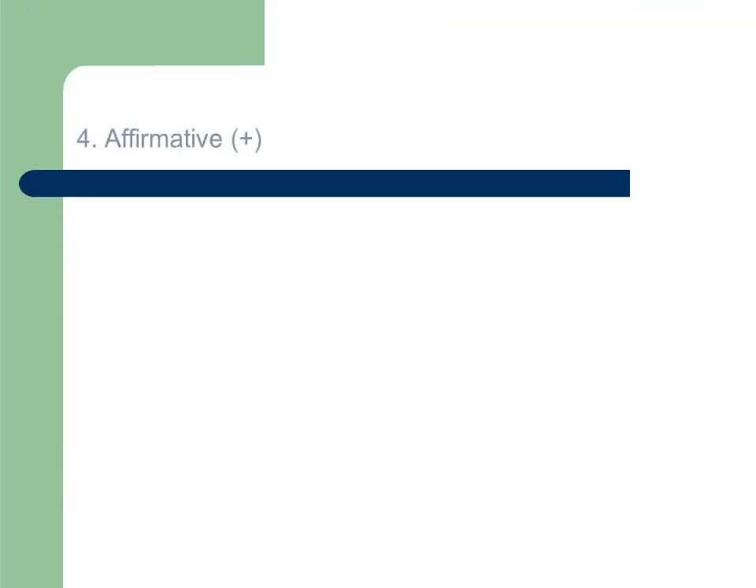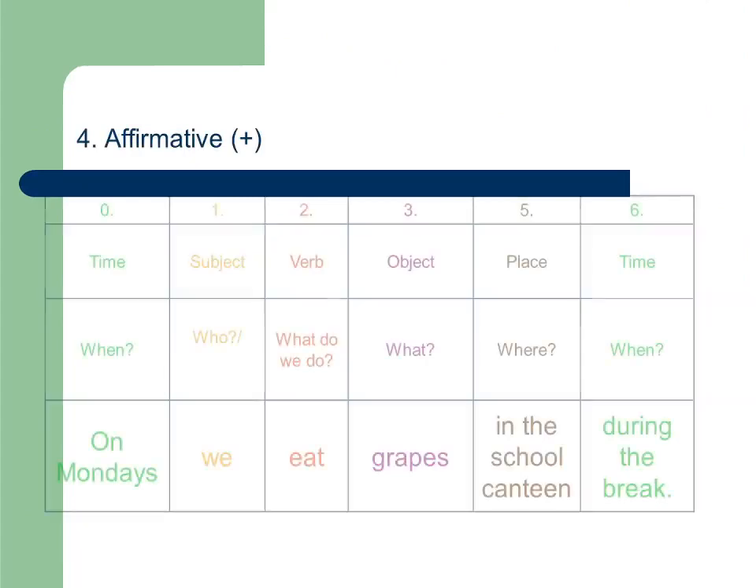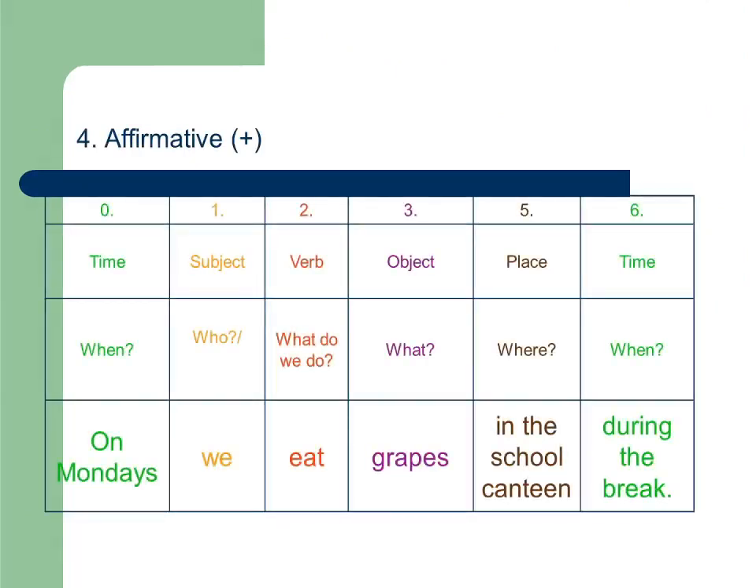Next, affirmative. What is affirmative? Already told, it's a positive sentence. Here also place is coming. In this example, it is the turn of place. Time, subject, verb, object, place, and time. So here is the same example, but in between it is coming place. On Mondays we eat grapes in the school canteen during the break.